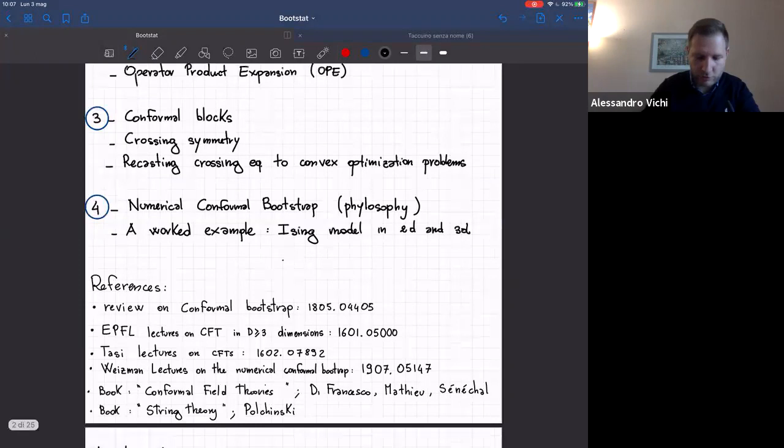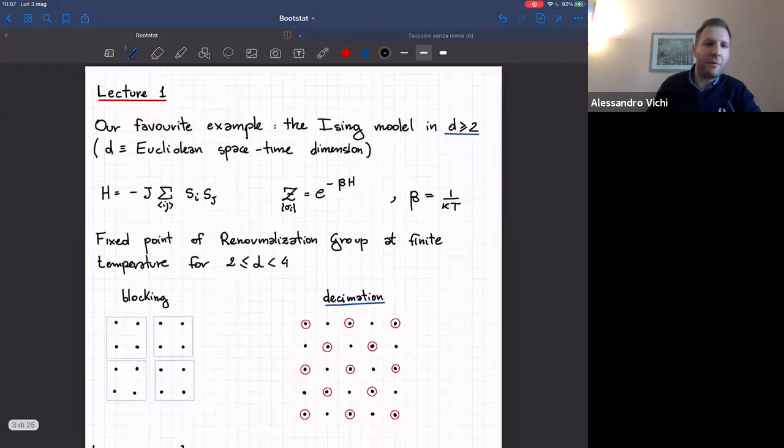So let's start with a very basic fact. Let's start with our basic favorite example, which is the Ising model in two dimensions. I will just flash a bunch of known facts. First of all, we all know the Ising model is a model of spins on a discrete lattice, for instance a square lattice, and you allow the spins to be up and down only. And then there are some interactions. There is a Hamiltonian, which describes, for instance, nearest neighbor interaction.